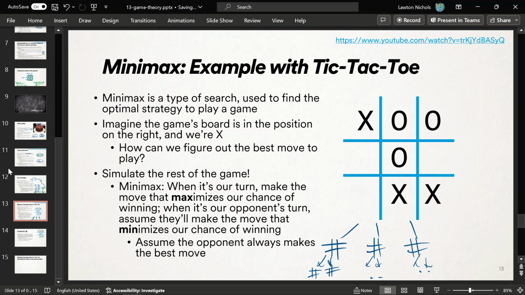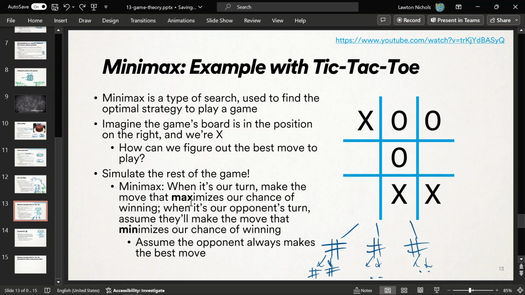So that's why you can simulate the rest of the game, and the Minimax algorithm works like this. It has min and max in the name because you flip turns when you take turns as you play. So when it's our turn, if we're X, we want to make the move, these are our moves right now. We want to choose the move that maximizes our chance of winning. And then as we're simulating the rest of the game, we're going to simulate the entire game, on this next level, it's O's turn, our opponent.